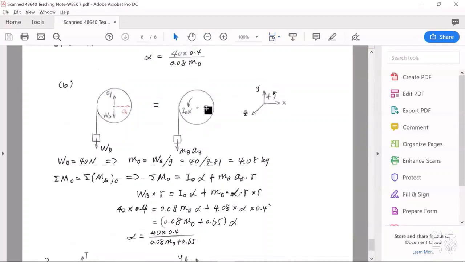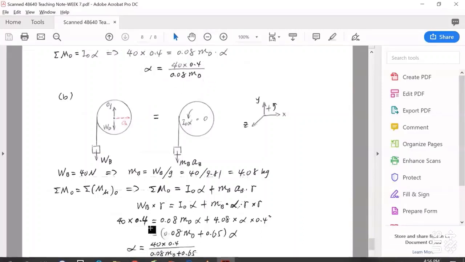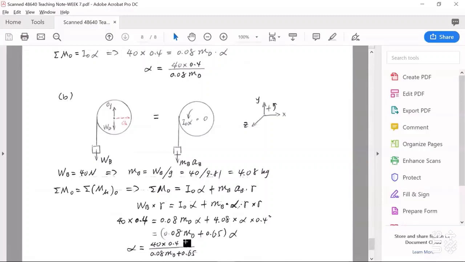If we compare the angular acceleration in case A and the angular acceleration in case B, you will find, in case A, alpha should be larger than the alpha in case B.